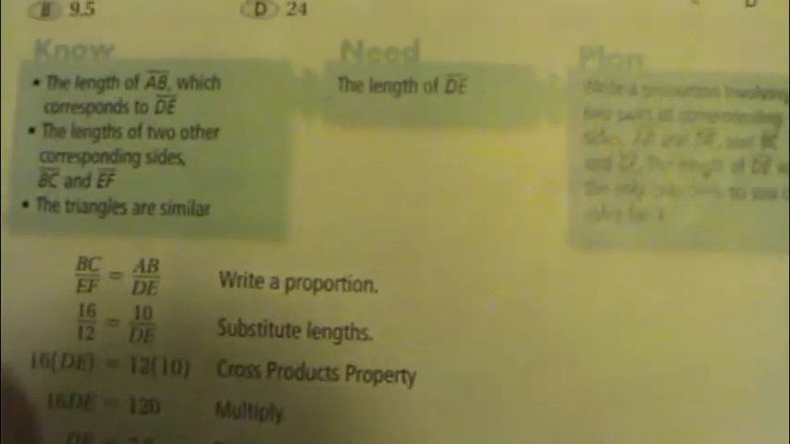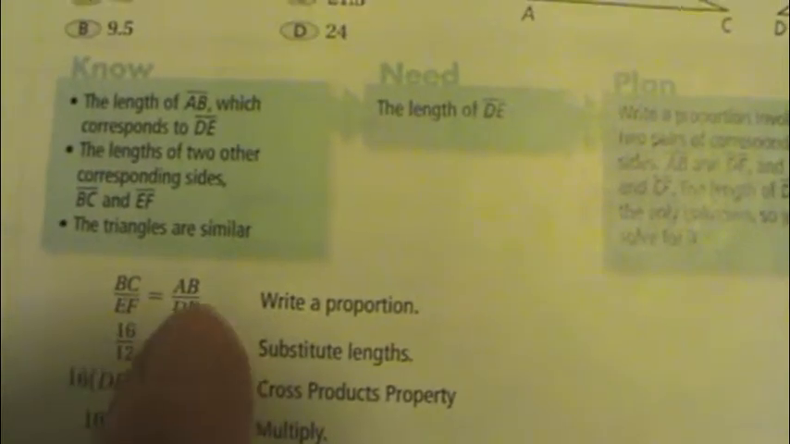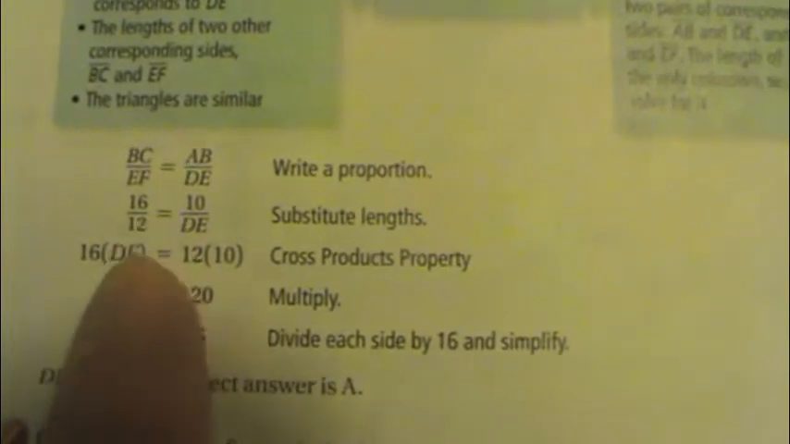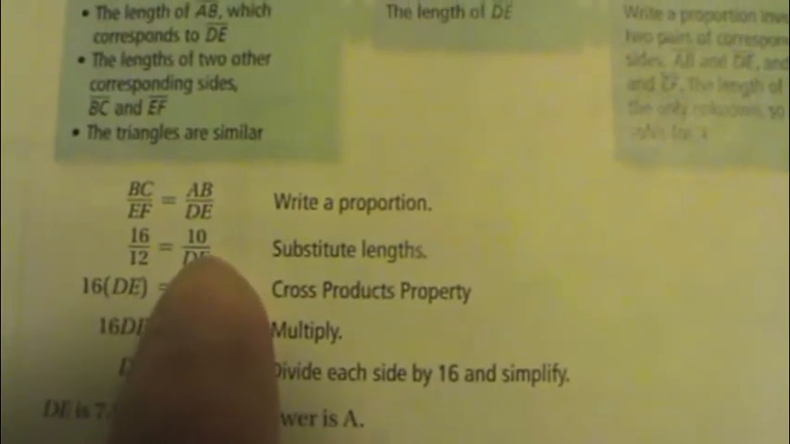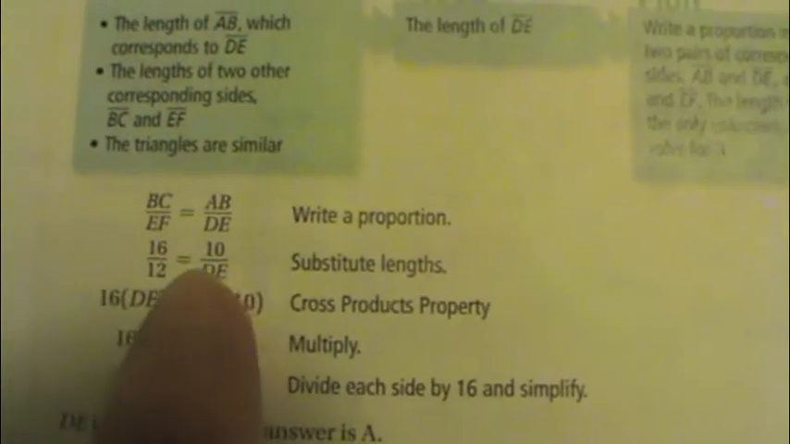Notice that the top, the numerators, are both from the triangle on the left. The denominators are both the triangle on the right. And then just substitute in what you know. We happen to know that BC is 16. We're given that, so that goes in that fraction. We know that EF is 12. We know that AB is 10. DE is what we're looking for. So that's how we get that far.